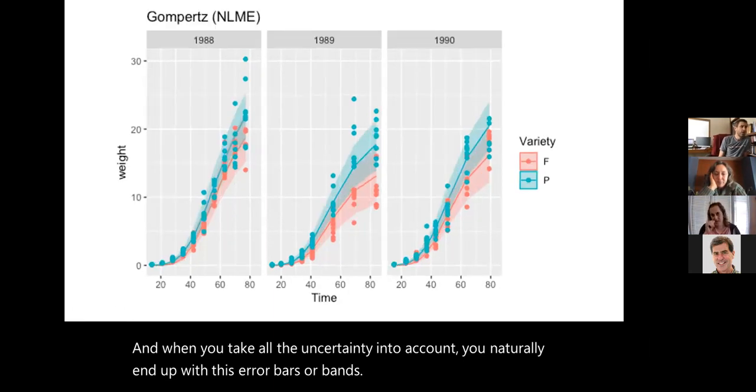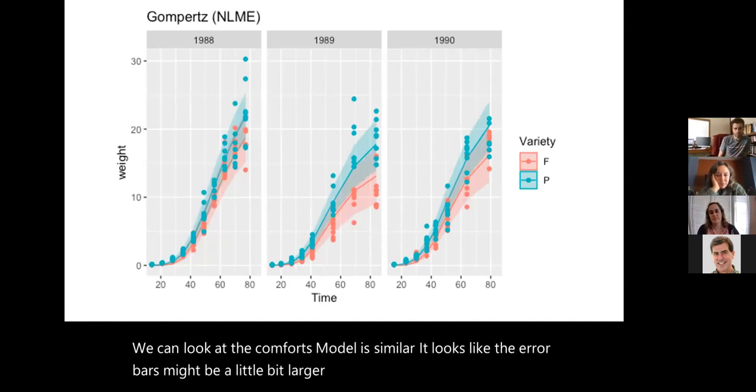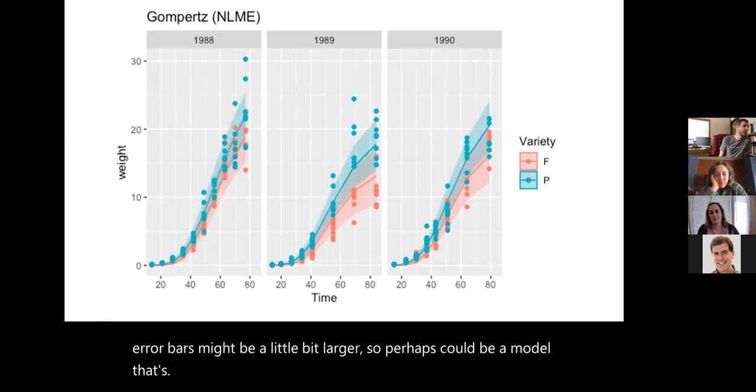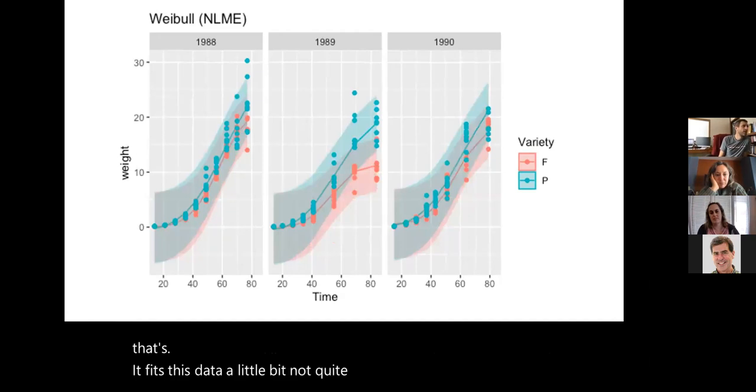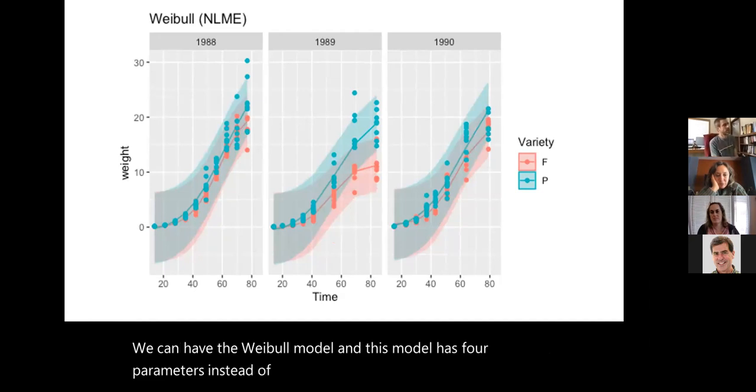We can look at the Gompertz model. It's similar. It looks like the error bars might be a little bit larger. So perhaps it could be a model that fits this data a little bit, not quite as well. We can have the Weibull model, and this model has 4 parameters instead of 3 as the previous models. And notice that the error bars are huge, right?